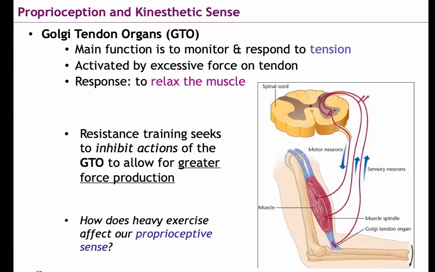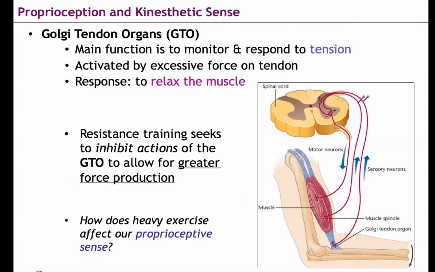Okay, second question, or second part. How does heavy exercise affect our proprioceptive sense? We know the proprioceptive sense of the body's position is affected by fatigue. As you would assume, our body gets tired, and with any onset of fatigue, our proprioceptive sense slows down and becomes delayed.